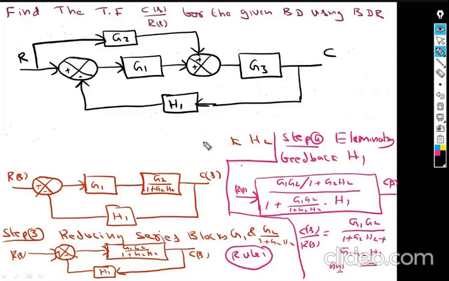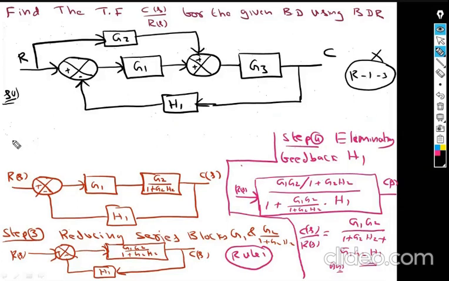By applying rule number 1, 2 and 3 you can't solve this problem. Now how to solve this problem? So the solution here is, in this problem you can't apply rule number 1, 2, 3. There are no series, no parallel, nothing.